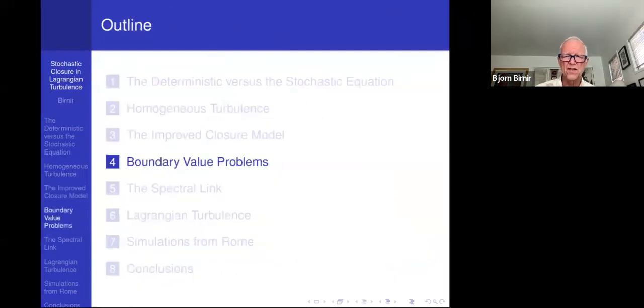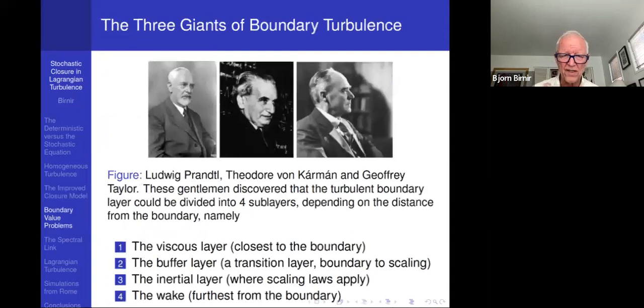So can we now take this theory and use it to solve boundary value problems as well? The answer turns out to be yes. These 3 gentlemen developed that theory. That's Prandtl, von Karman, and Taylor. And they discovered that the turbulent boundary layer could be divided into 4 sublayers. Again, I'm reviewing what you probably all know. There is the viscous layer, which is closest to the boundary. There's the buffer layer, which is a transition layer, where you go from the boundary layer to the scaling layer. And then there's the inertial layer where you have scalings. And then furthest from the boundary, or in the center of the pipe, you have the wake.